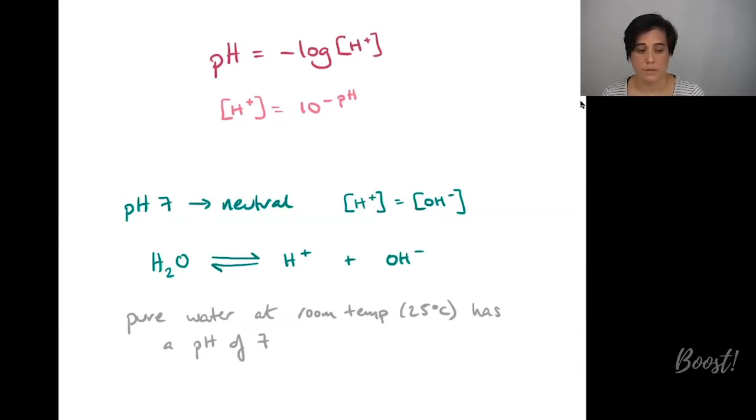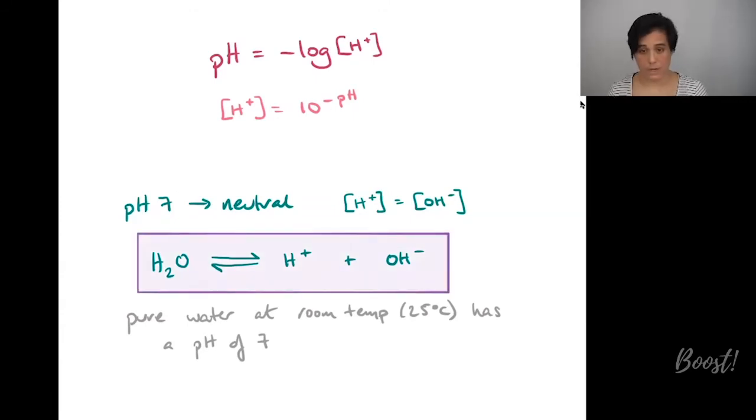So if we had no actual acid particles at all, but just water at room temperature, we would have this equilibrium reaction. This equilibrium reaction gives us water breaking down into H+ and OH- ions in equal concentrations, and that's why we get pH 7, which is neutral. So the meaning of pH 7 is that the concentration of H+ ions is equal to the concentration of OH- ions.